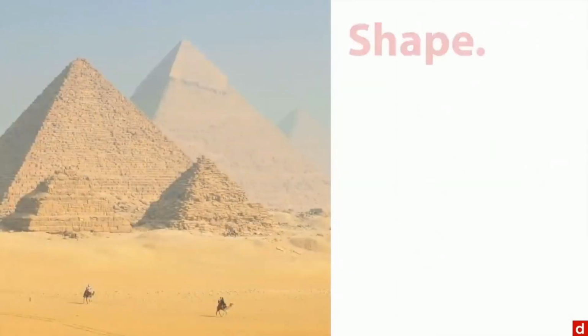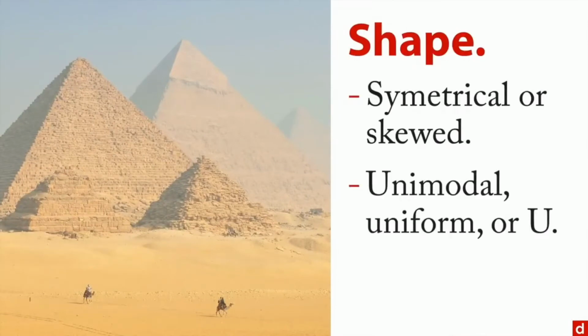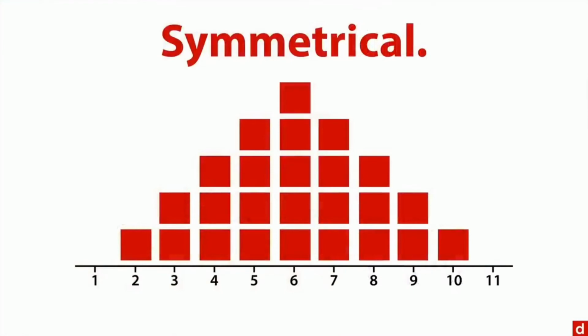Finally, let's talk a little bit about the shape of a distribution. You can have symmetrical or skewed distributions, unimodal, uniform, or U-shaped. You can have outliers. There's a lot of variations. Let me show you a few of them. First off is a symmetrical distribution. Pretty easy. They're the same on the left and on the right. And this little pyramid shape is an example of a symmetrical distribution.